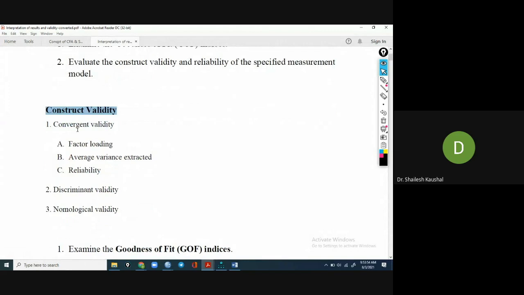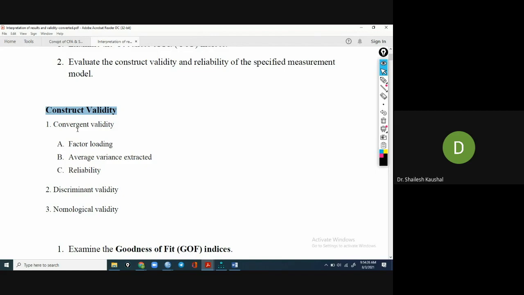Now, how will we find the construct validity? There are four things in construct validity: convergent validity, discriminant validity, nomological validity, and face validity. Face validity or content validity we find through literature review. It is not a numerical or statistical value.